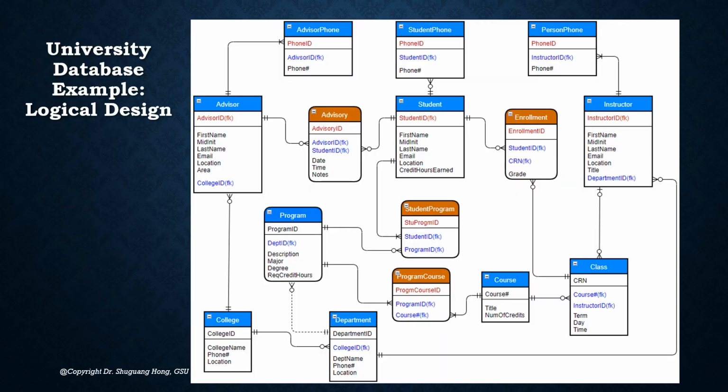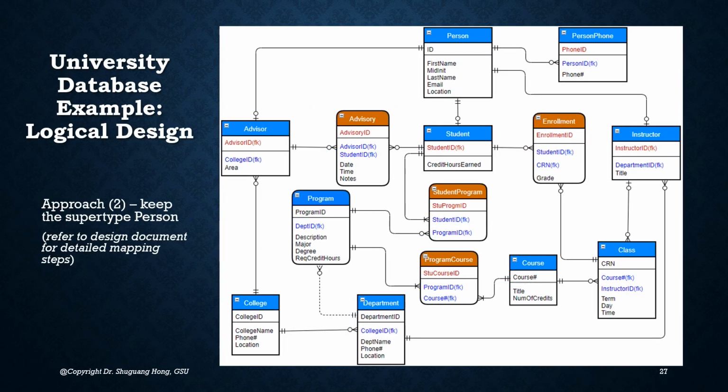University database example, logical design. Here is the logical model transformed from the conceptual ER model of the university database design example. This example decided to drop all supertypes. The different approach to map the conceptual ER model of the university database design example.